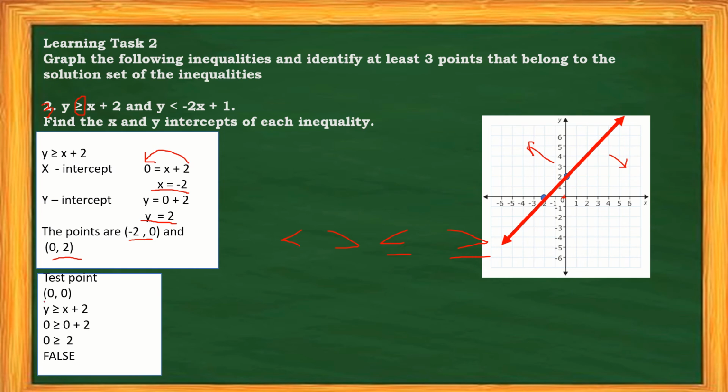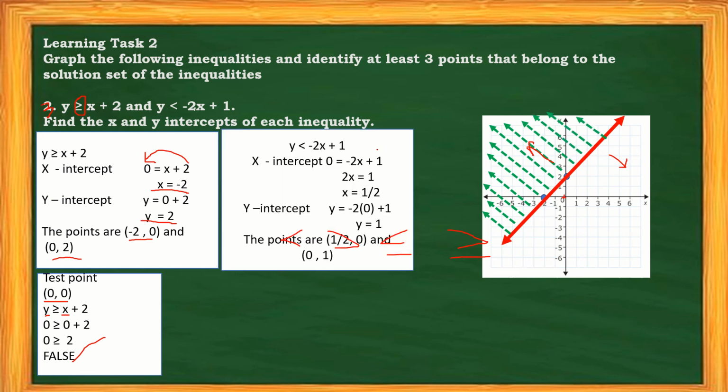Okay. So, just substitute the values of x and y in the given inequality. So, y is 0, x is 0. So, 0 plus 2, of course, is 2. 0 is greater than or equal to 2, and that is false. So, since nag-false siya, ibig sabihin, yung point na 0, 0 ay hindi madadaanan ng ating shaded region. So, ibig sabihin, ang pag-shade natin ay papunta sa taas. Or ang may shade ay ang upper part.